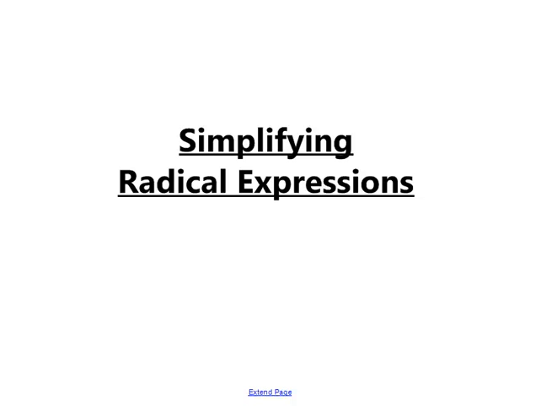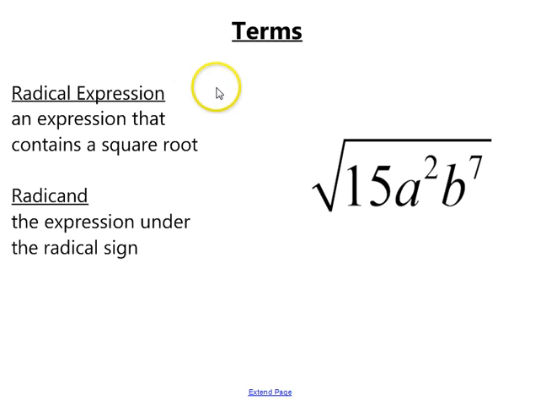We learned how to simplify radical expressions in Algebra 1, but we want to do a little review of these topics. The terms. A radical expression is an expression that contains a square root symbol. So this is an example of a radical expression. The radicand is the expression under the radical sign. So we're talking about the 15a squared b to the 7th. That would be our radicand, whatever is underneath that square root symbol.